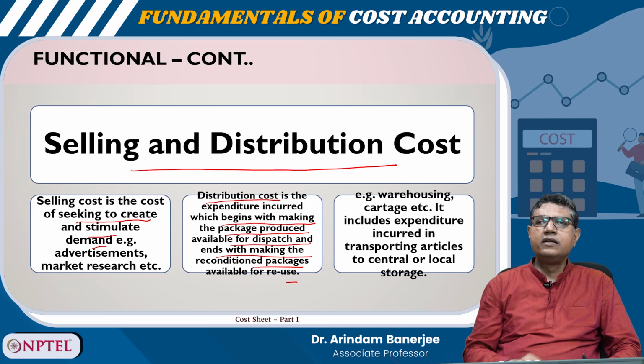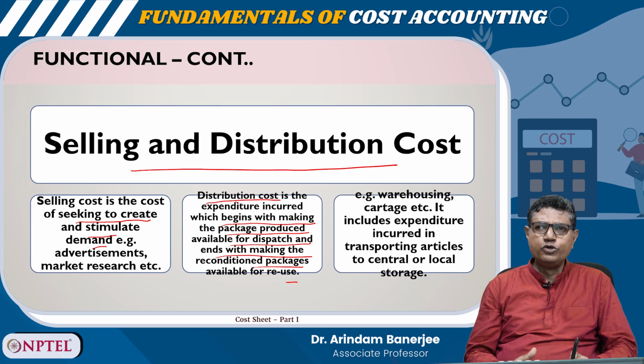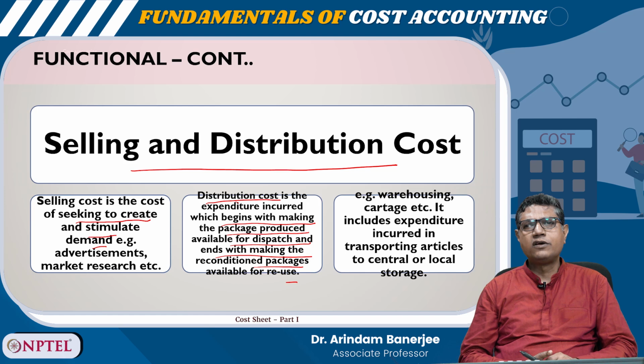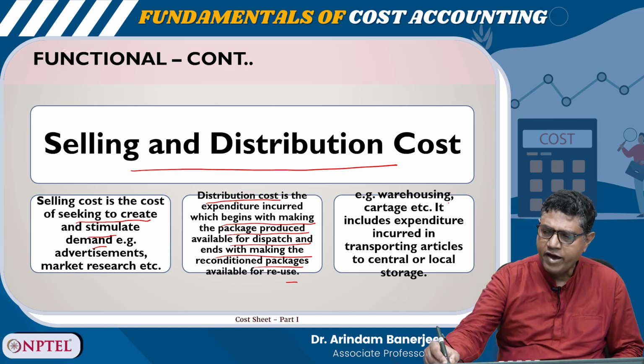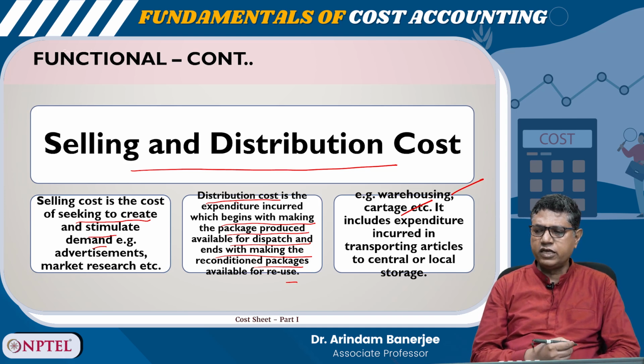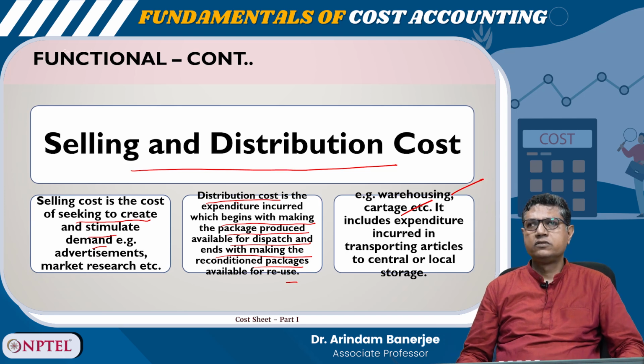This channel is called the distribution channel, and the cost incurred for maintaining this distribution channel is called the distribution cost. Selling and distribution go hand in hand, and when you combine these two, it is called selling and distribution cost. So what are the examples? For example, warehousing cost and cartage, which includes expenditure incurred in transporting articles to central or local storage. So these are called selling and distribution cost.